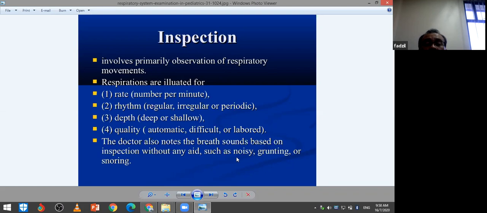So look for noisy breathing, grunting, and snoring. Sometimes with snoring, you only notice the patient is sleeping. But noisy breathing is something you have to look for. Grunting, sometimes you don't know what it is. You can say the breathing is noisy when you're not sure what that was.